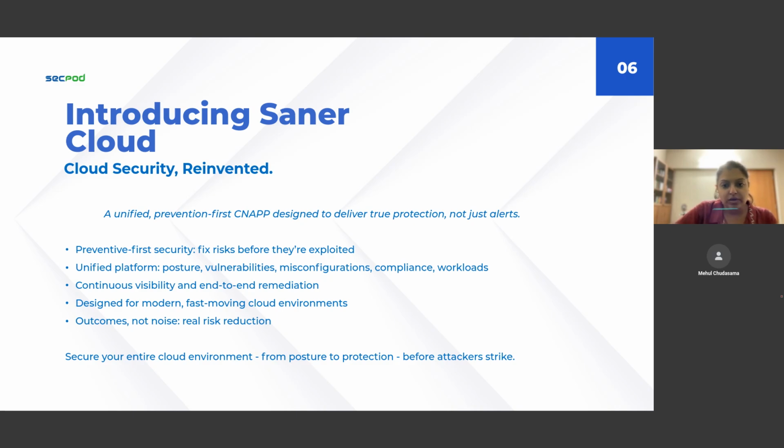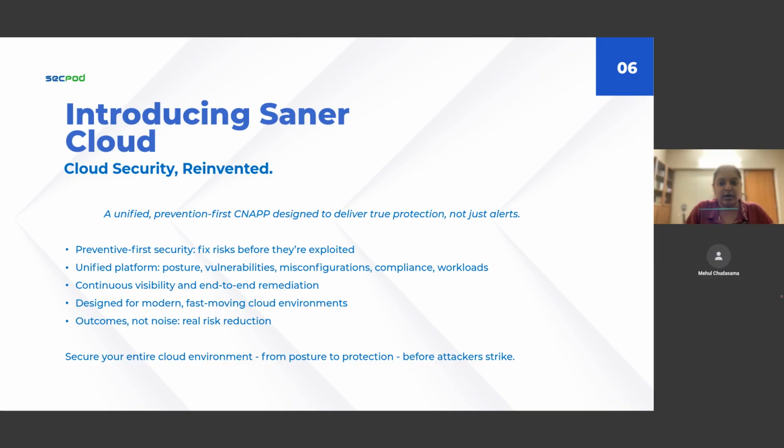At its core, Saner Cloud is a prevention first platform. While traditional tools look for symptoms like alerts and anomalies, we actually go after the root causes as well. We find misconfigurations, vulnerabilities, as well as exposure before any attacker does. And then we fix them also extremely fast.